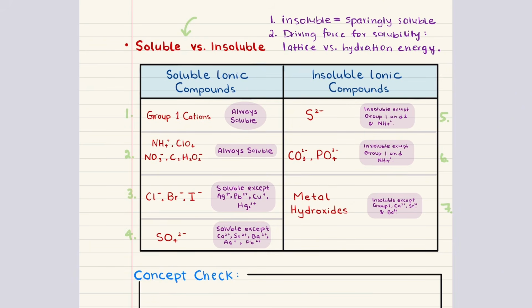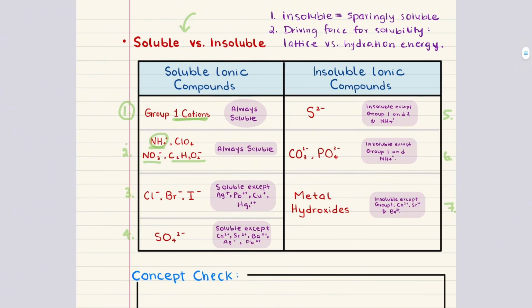Now, for our rules. Rule number 1, all salts containing group 1 cations and ammonium are soluble in water. This is an easy starting point. If you see sodium, potassium, or ammonium in a salt, you already know it will dissolve. Rule number 2, all salts containing nitrate and acetate anions are soluble. Rule number 3, most halides, specifically chloride, bromide, and iodide, are soluble.